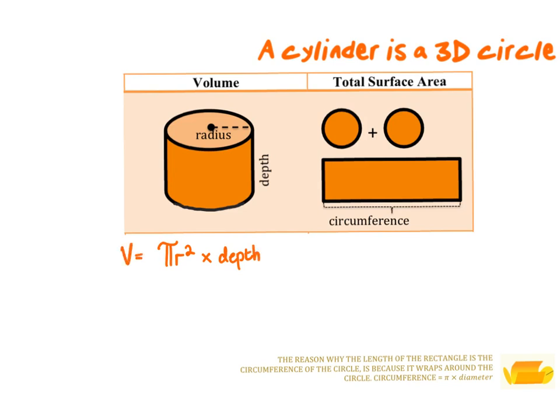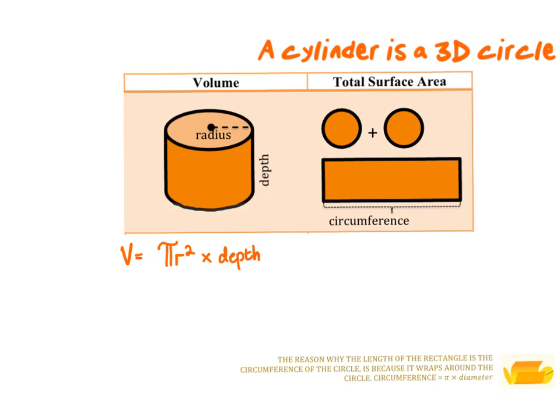The surface area for a cylinder is a little bit tricky because we have two circles, one at the top and one at the bottom of the cylinder, and then there's one rectangle. Now what makes this rectangle so special is that the length of this rectangle is actually the circumference of the circle, because this wraps around the circle. If you look at my picture here at the bottom, it indicates that this wraps around the circle.